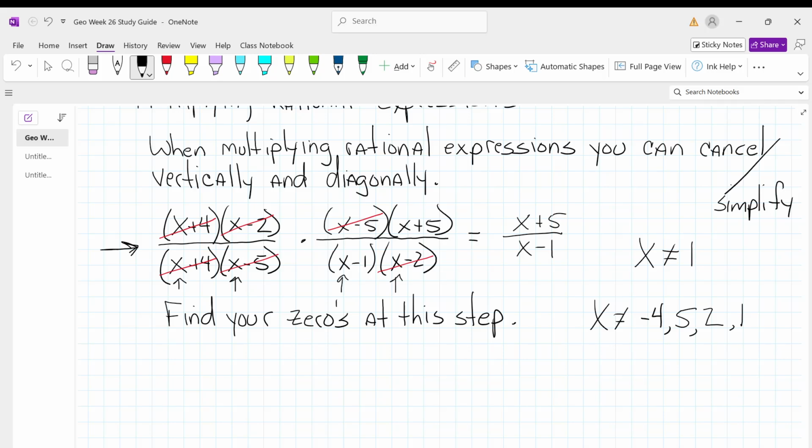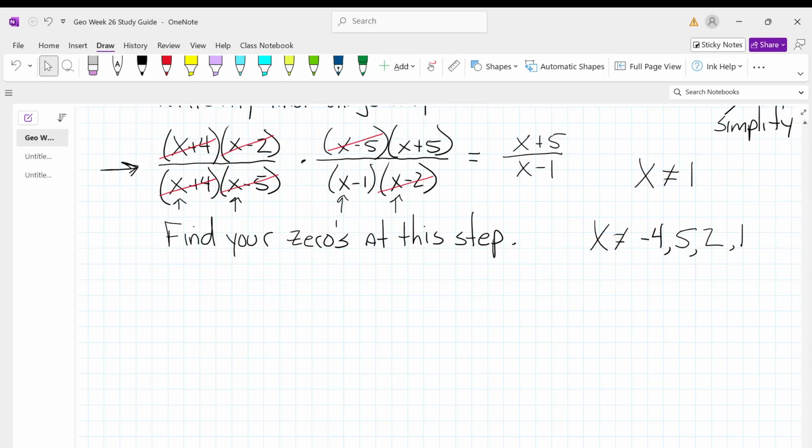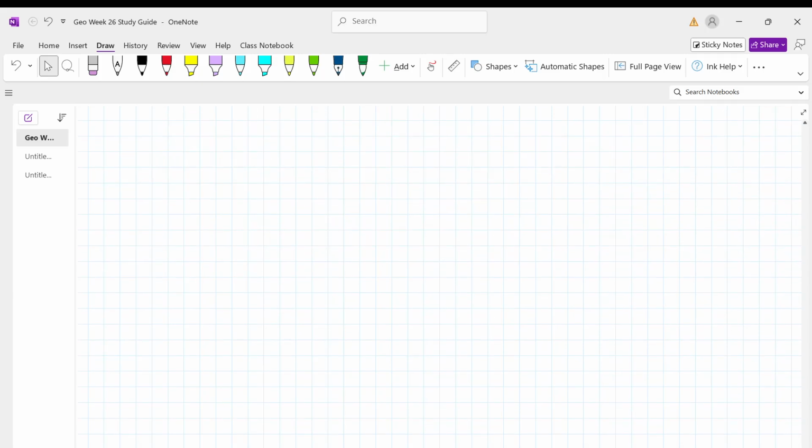All right, so you'll see problems today like 4x squared over 5y times 7y over 12x to the fourth. All right, you can find your restrictions right now. Okay, x cannot be equal to 0, and y cannot be equal to 0.